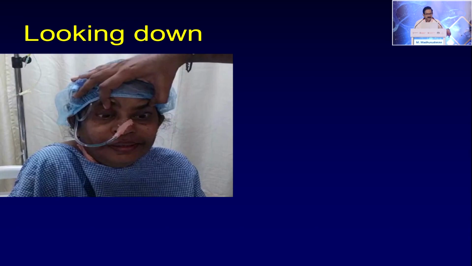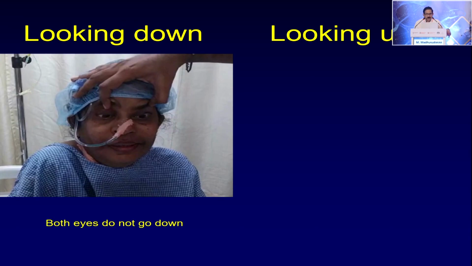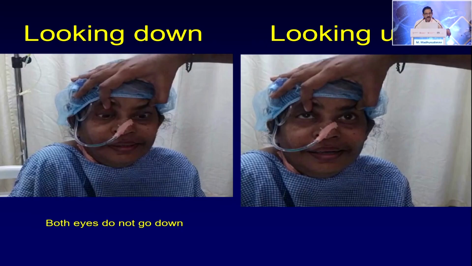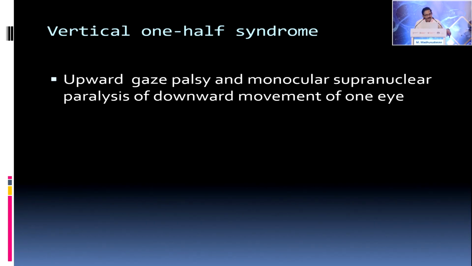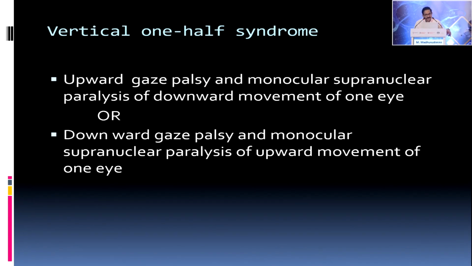See, the patient is looking down, both eyes are not coming down. On looking up, the right eye is going up, the left eye is not going. So, just like our 1.5 syndrome horizontally, here there is a 1.5 syndrome on looking up and down. This is called the vertical 1.5 syndrome. That is upward gaze palsy with monocular supranuclear paralysis of downward movement of one eye, or it may be downward gaze palsy with monocular supranuclear paralysis of upward movement of one eye.